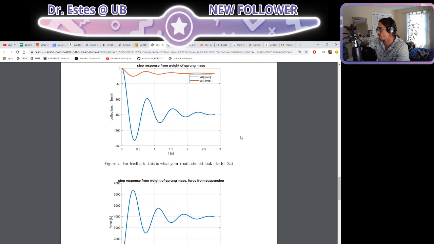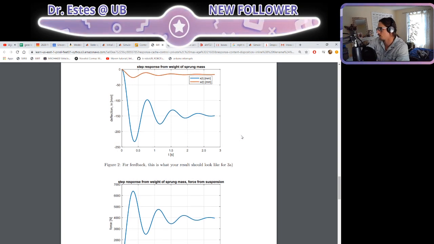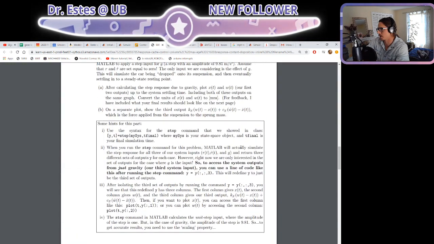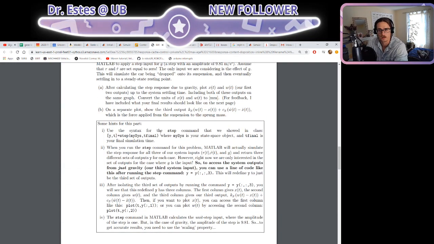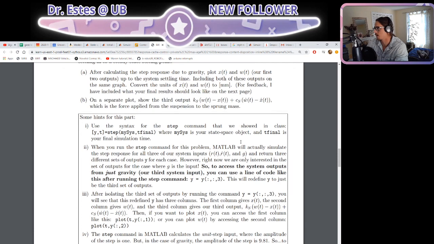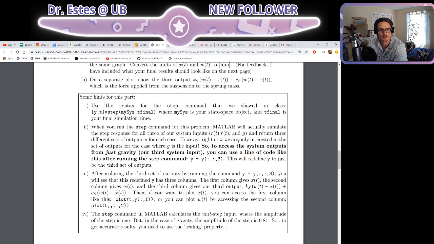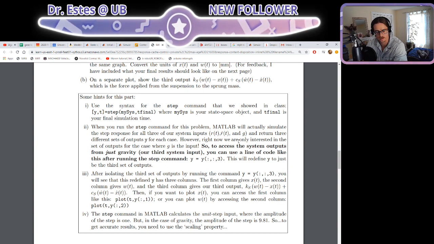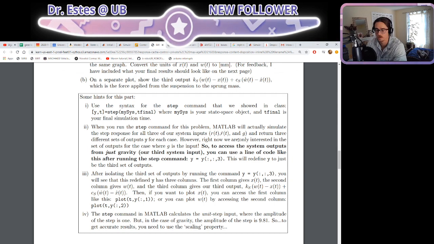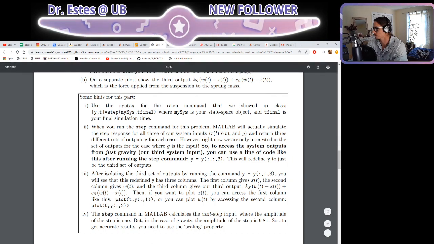Okay, I won't get too much into those right now. In this box, I put some hints because this is a little bit more complex, it turns out, than stuff we've done so far. So, yeah, this first hint is just about the step command. Actually, you guys know how to do this.